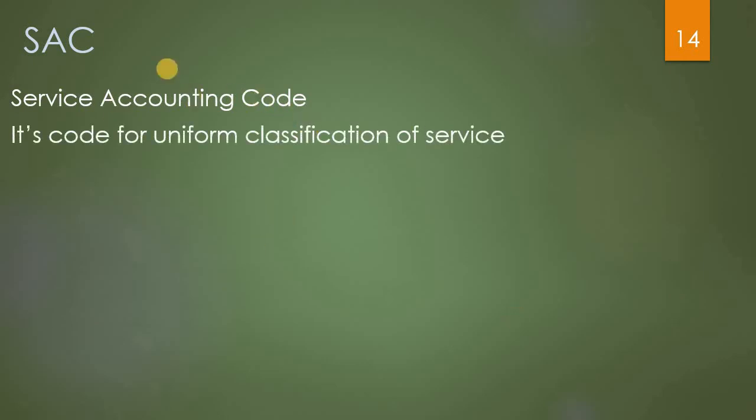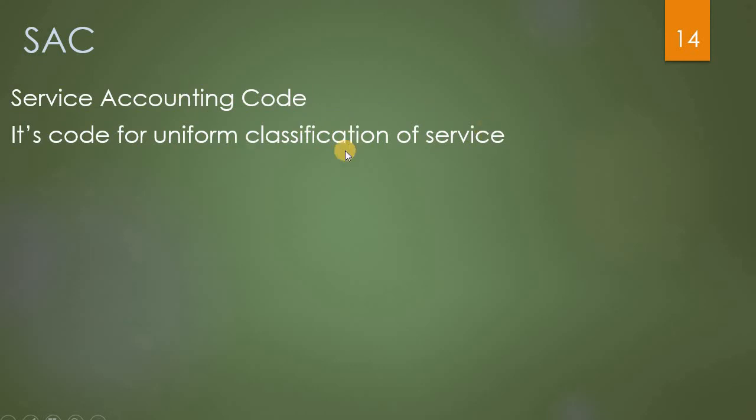Now let us discuss SAC. What is SAC? It is the Service Accounting Code. Now we have already studied HSN for goods, commodities. Now what about the services? Because GST is on goods and services. So to recognize services, there is a SAC code, Service Accounting Code, which recognizes the service the same as the HSN code. So it is a code for uniform classification of services.